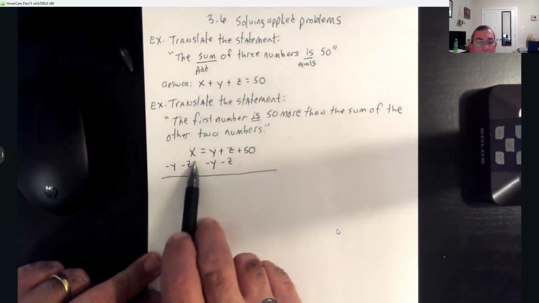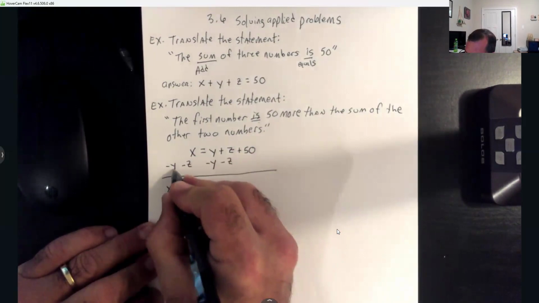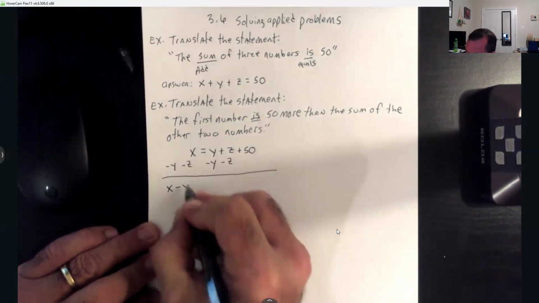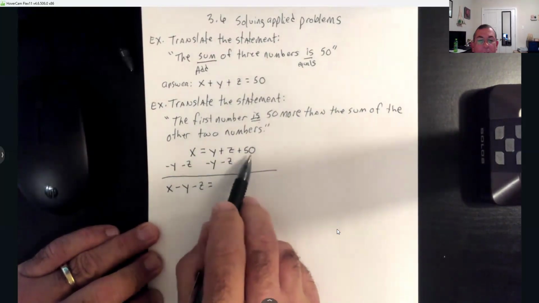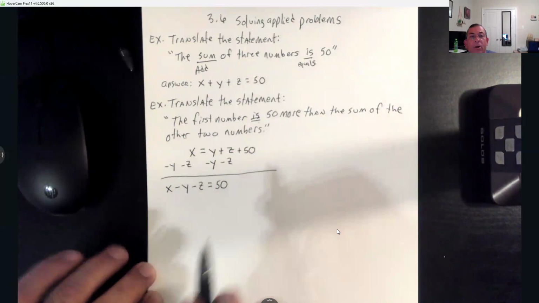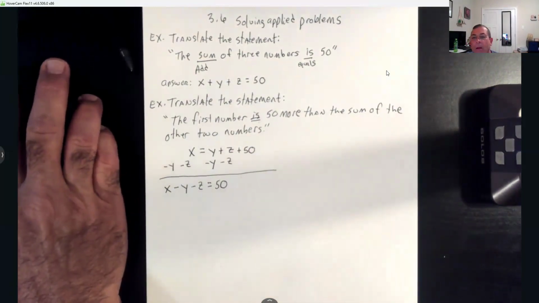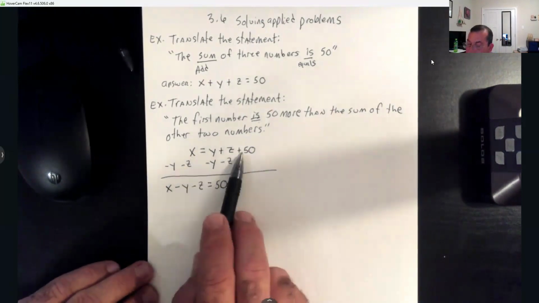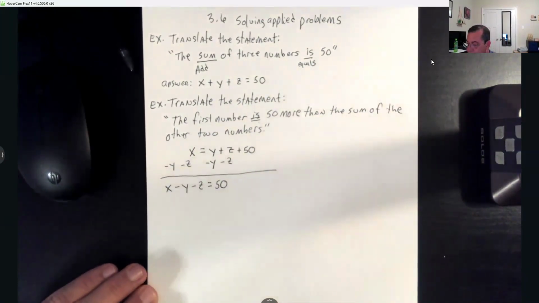Okay, that way I got everything on one side equal to my number. And y'all, I'm just going to put them in order. So my x will go first, then my negative y, then my negative z, and all that will equal our 50. So on this one, once you got it translated, you got to get everything on one side equal to the number, okay?